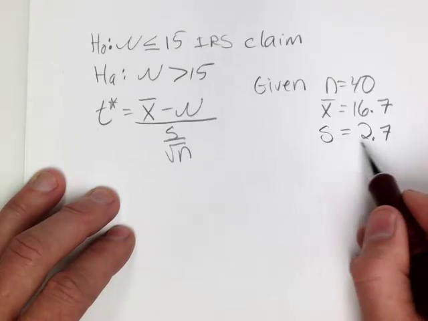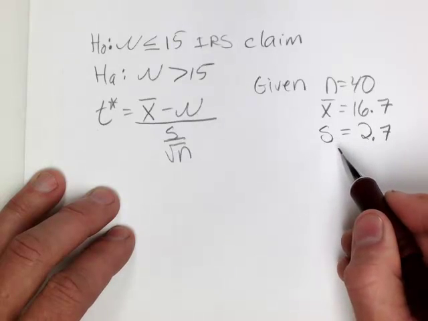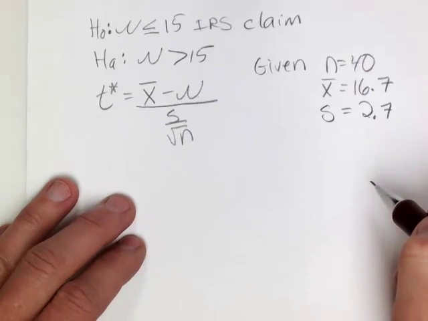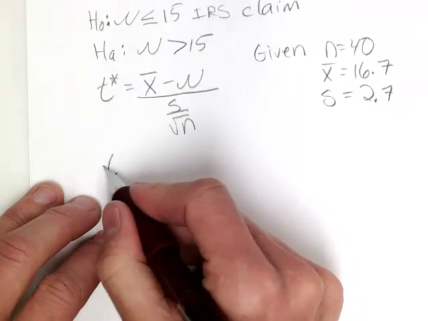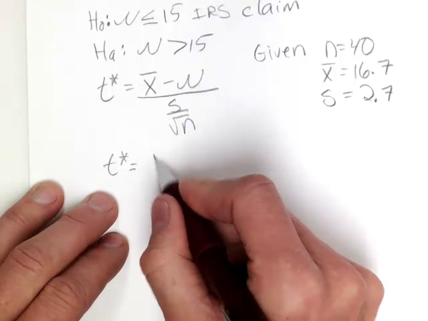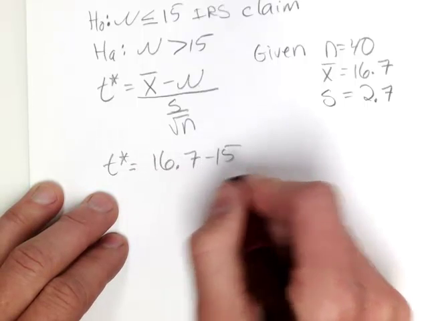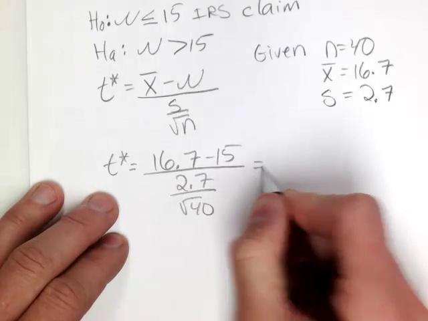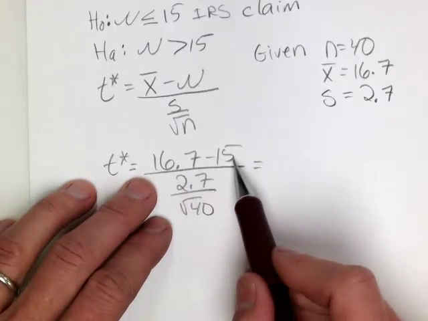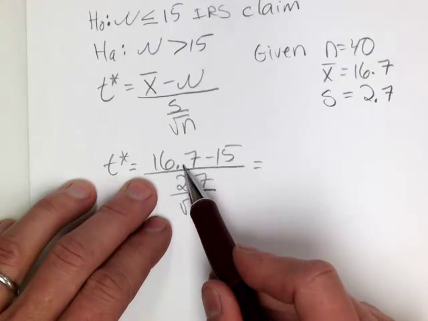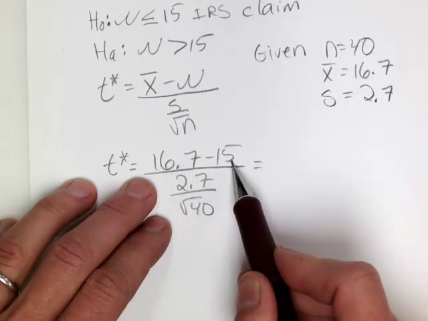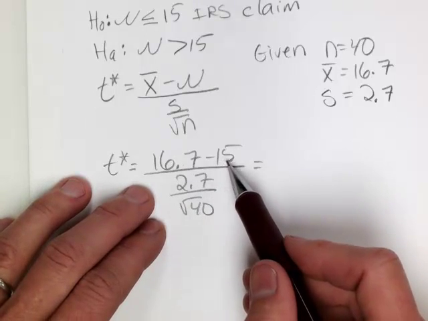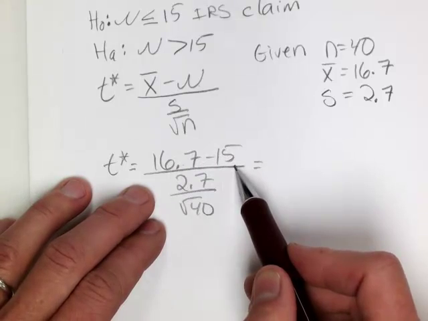So I know that sigma is not given in the problem. Sigma is unknown, so we need to use the sample standard deviation. Plugging this in by hand, we get 16.7 minus 15 over 2.7 over the square root of 40. Again, we're looking at the difference between the observed sample mean and the hypothesized mean, and we're standardizing it. We're answering the question, is this difference statistically significant?